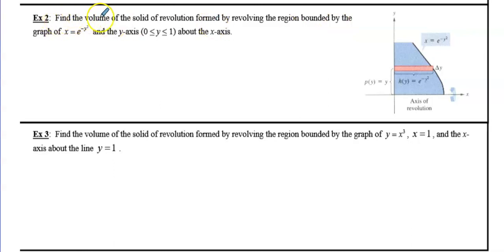So for the next one, it says find the volume of the solid of revolution generated by revolving the region bound by the graph of x equals e to the negative y squared, the y-axis and the x-axis. So x-axis, y-axis, and then this is our curve right here. So what we're going to end up doing with this is, again, ladies and gentlemen, we're revolving around the x-axis, as you guys can see right here, revolving around the x-axis.